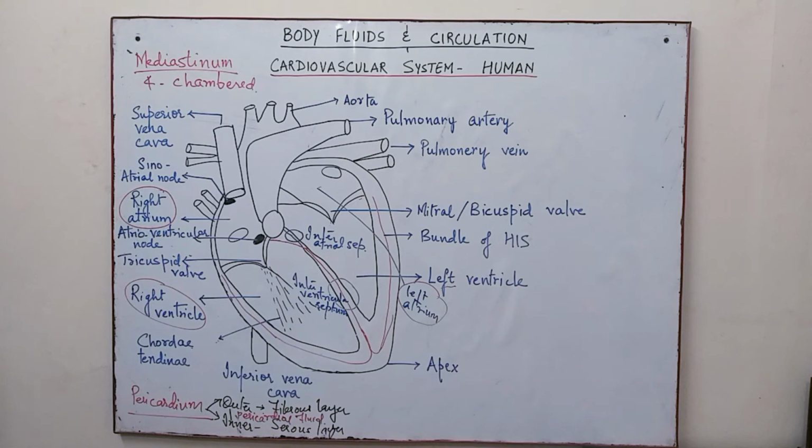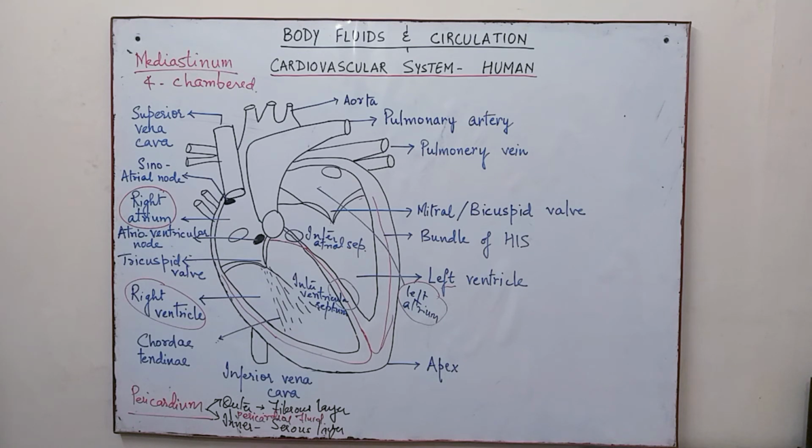The heart is basically made up of three muscle layers. The outer one is known as the epicardium, the middle is known as the myocardium, and the inner one is known as the endocardium. Now the myocardium is the middle layer, and it is a thick layer of cardiac muscles. These cardiac muscles are striated, branched, and involuntary.